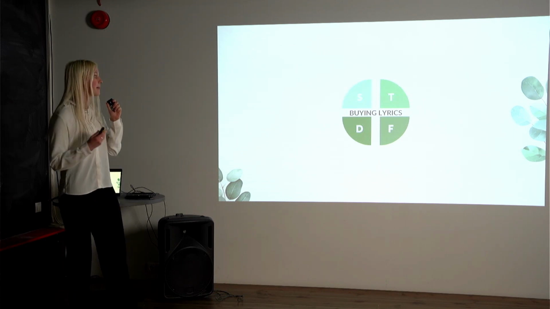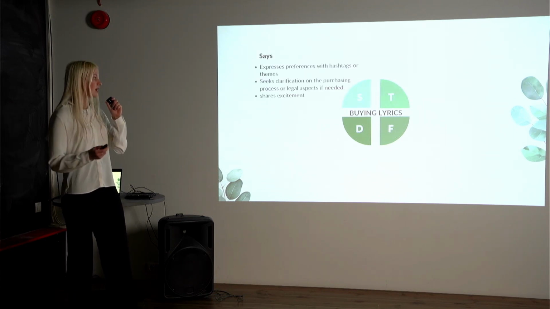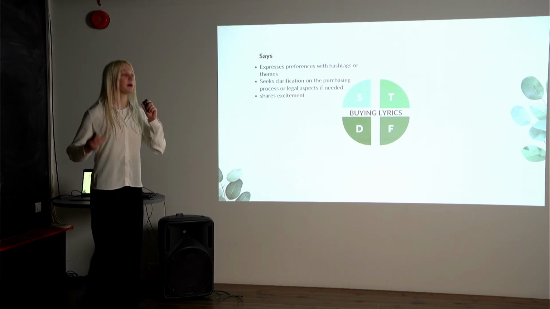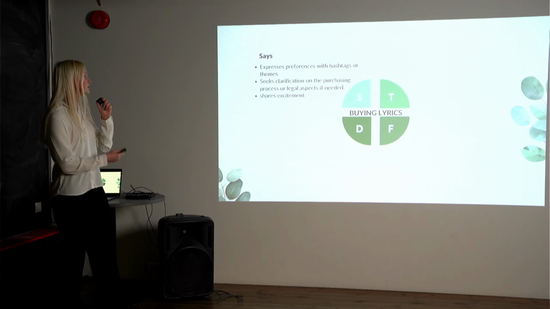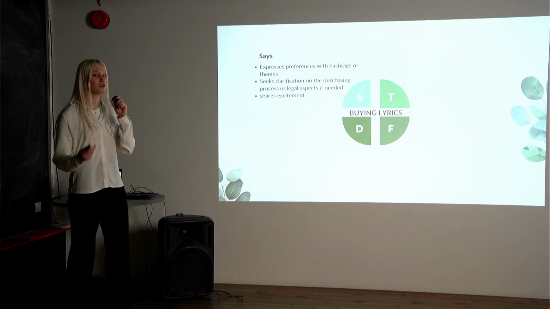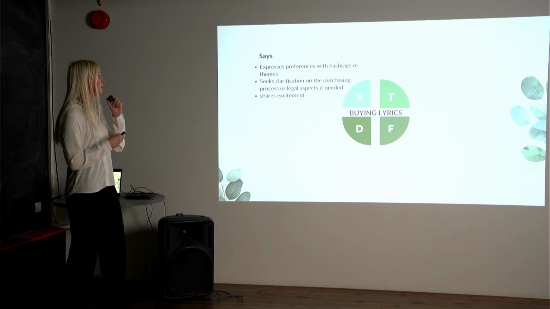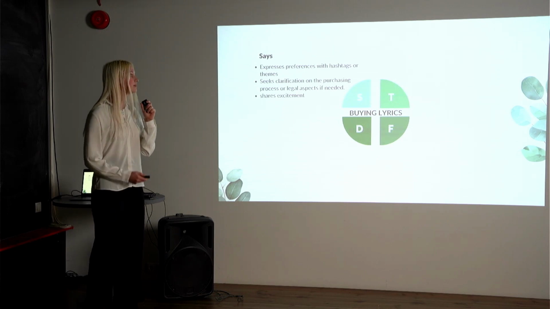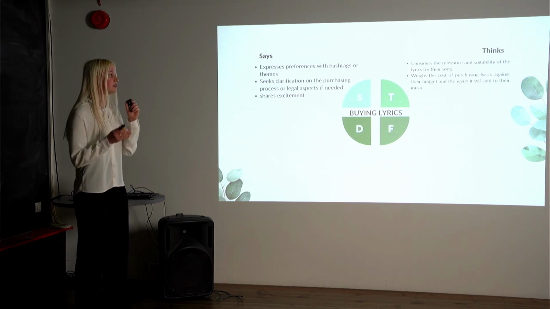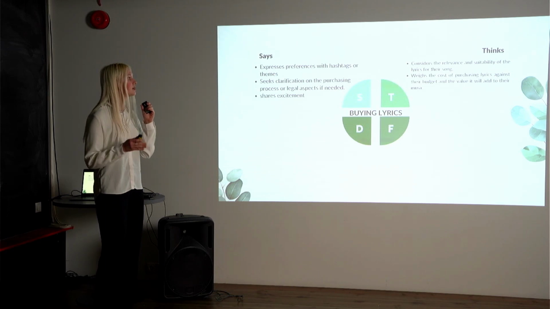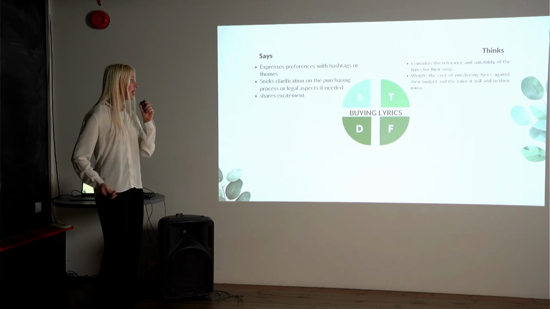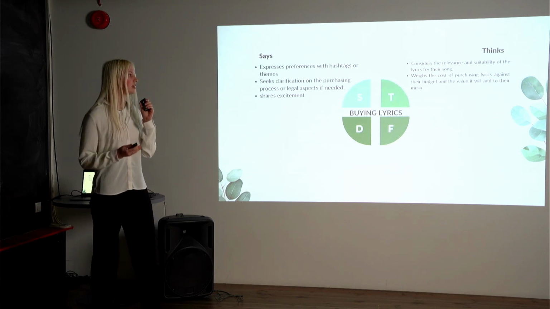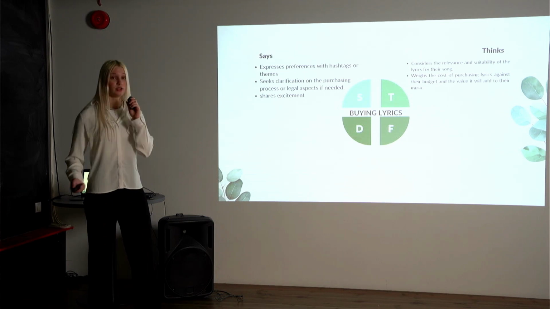Second empathy map I created was buying lyrics. Let's say the person is creating music, but they're not so good at writing, so they want to buy these lyrics, and they would express preferences with hashtags and themes that would be in this app to search for work, seek clarification on the purchasing processes and legal aspects if needed, and also share excitement. They would consider the relevance and suitability of lyrics for their song, and weigh the cost of purchasing these lyrics for the budget, and would it really add value to their music.